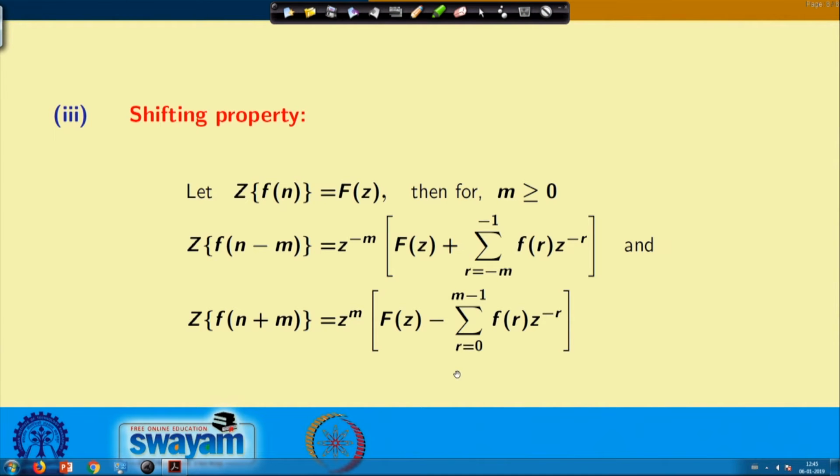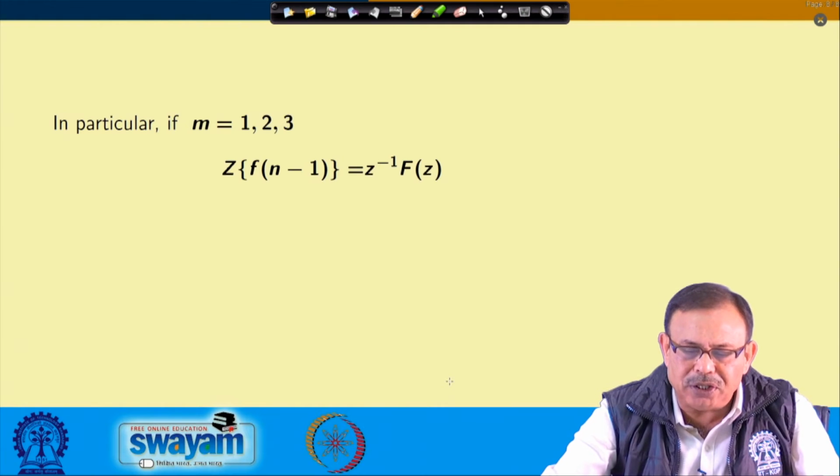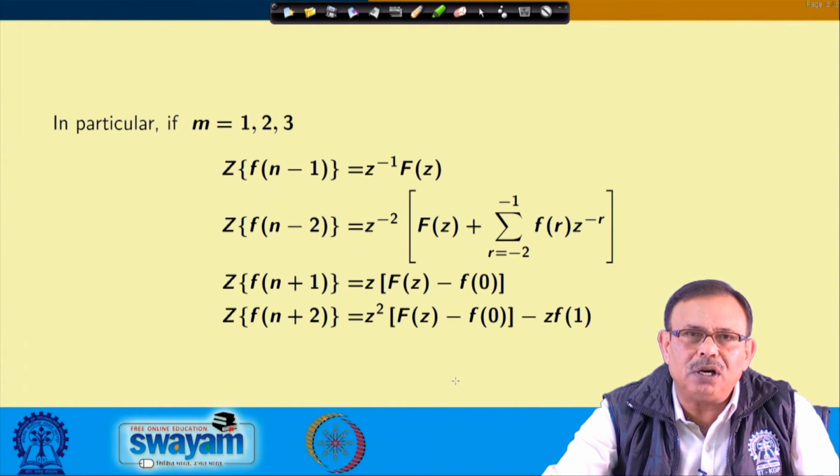Now, this we have proved, and these values are true, as I told you just now. If I substitute m equals 1, 2, 3, I will obtain z transform of f of n minus 1, z transform of f of n minus 2, z transform of f of n plus 1 and z transform of f of n plus 2.